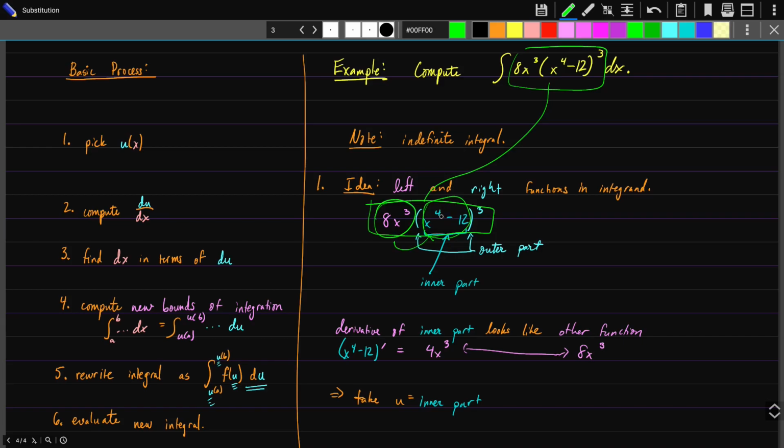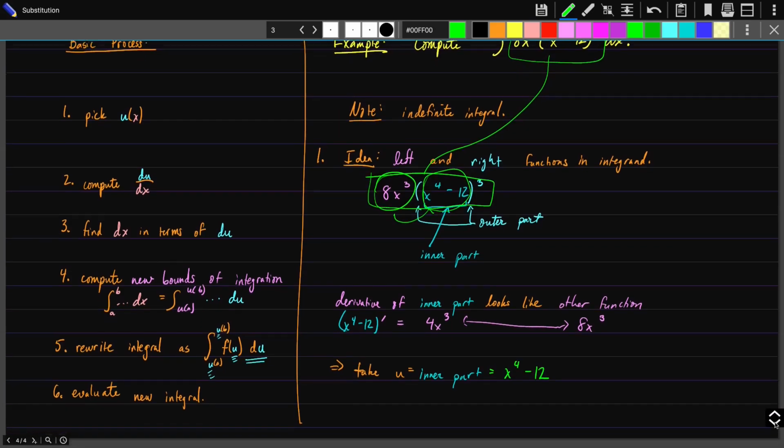In this case, the derivative of my inner part, x to the fourth minus 12 prime, is 4x cubed. And that looks a lot like 8x cubed, which is my other factor in my integrand. So that tells me that my inner function would be a good function to use for my u substitution. So I'm going to take u to be equal to x to the fourth minus 12. Now let's see how that computation plays out.